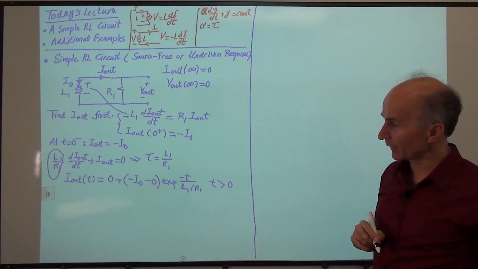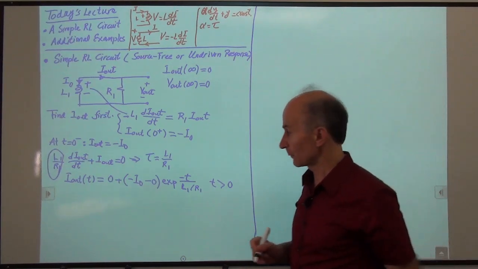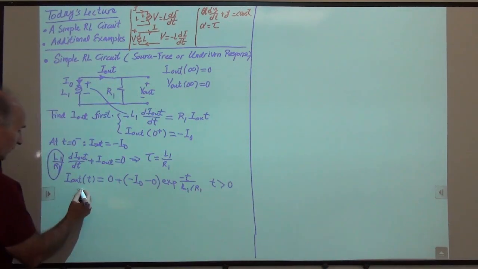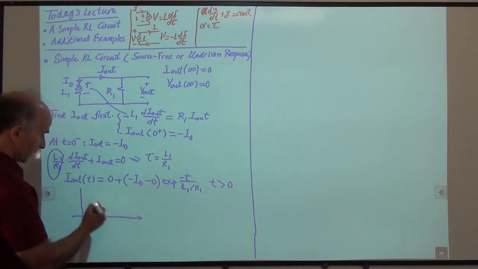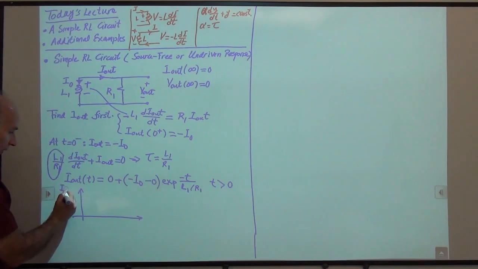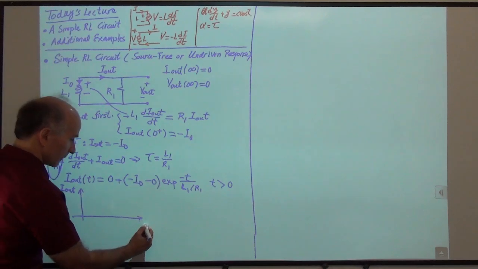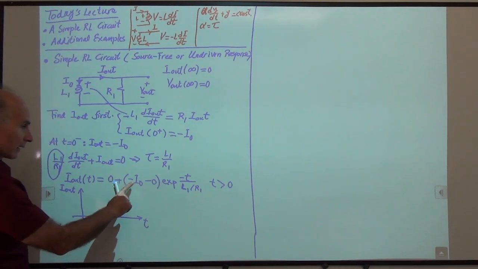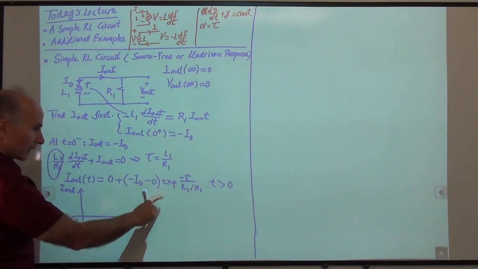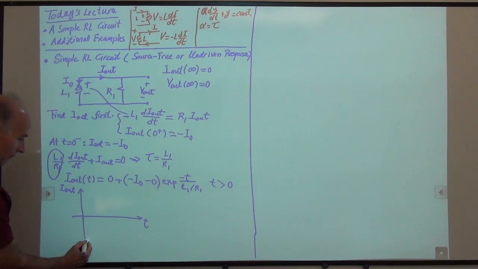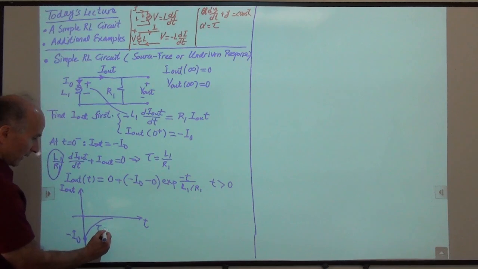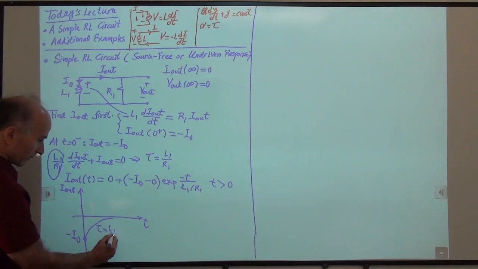All right, so what does this plot look like? This plot looks like this. We have I out as a function of time. It's just, there's a minus here, minus I0 exponential, right? So it's minus I0, an exponential that approaches 0. And the time constant is L1 over R1.